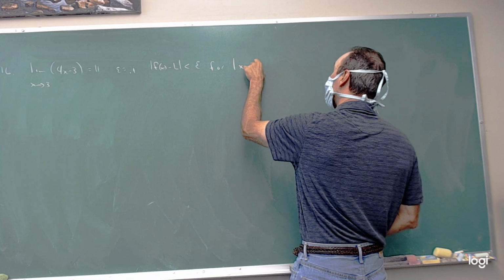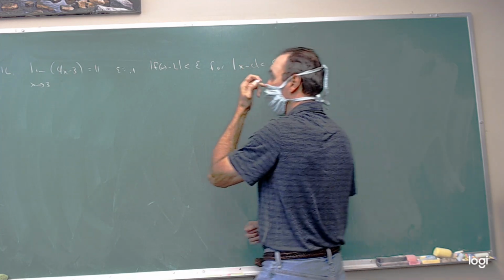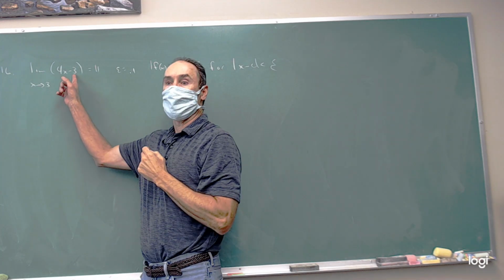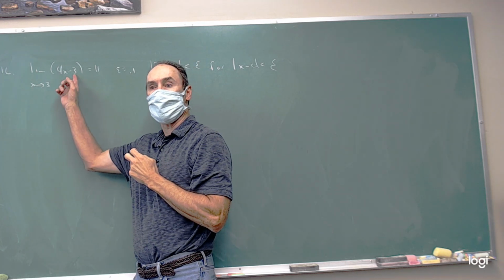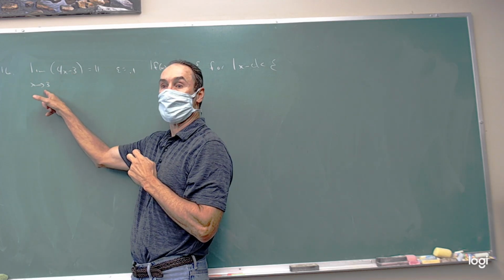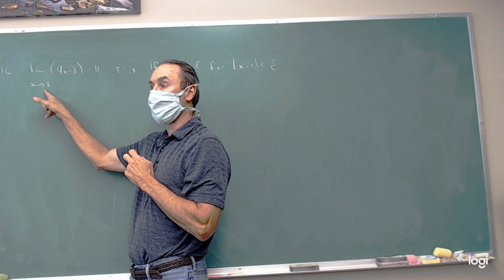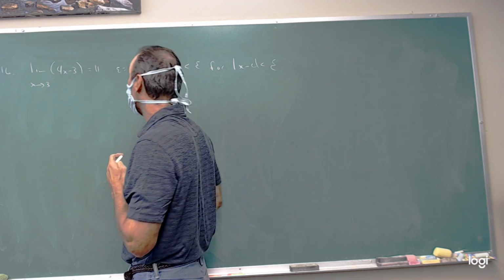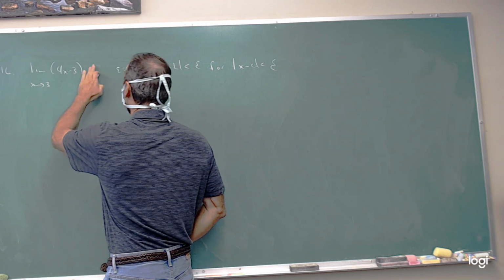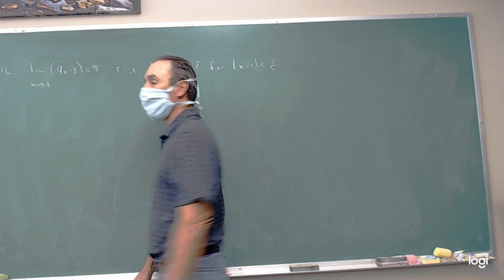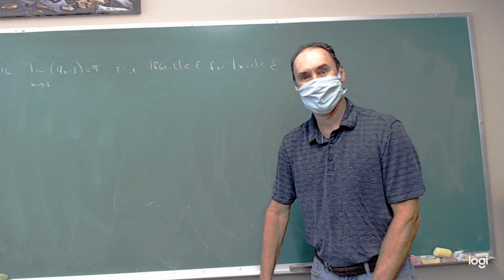Is 4x minus 3 our function? Yeah. And its limit as x approaches 3 is 12 minus 3, as you see if you paid attention. Well done. 9, okay.